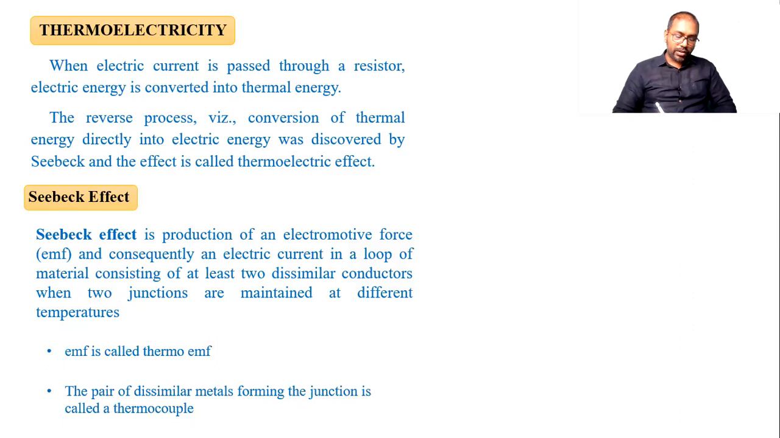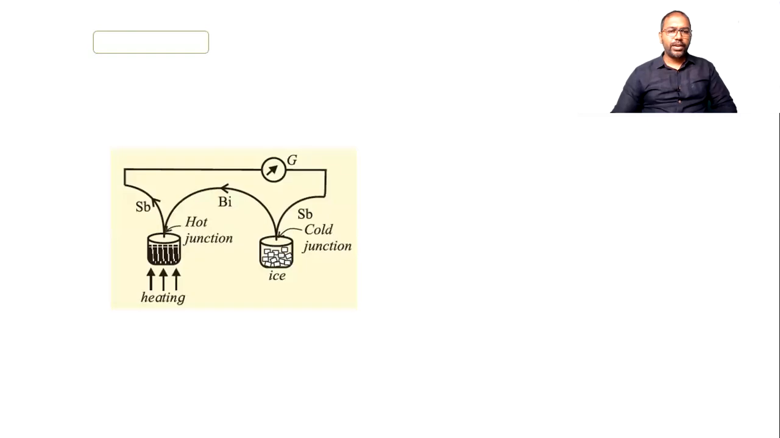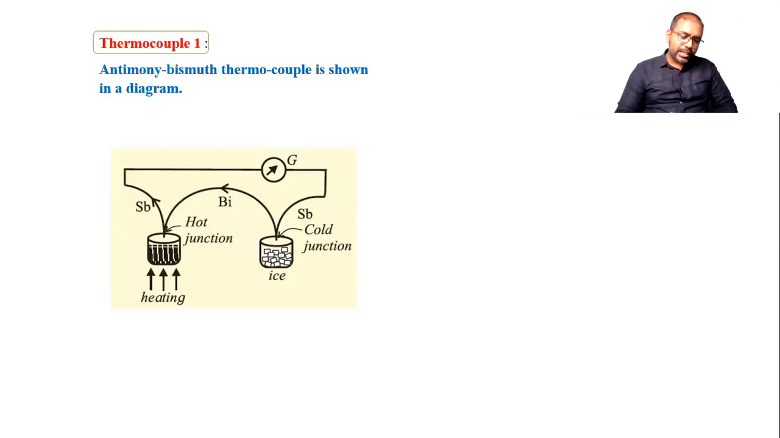So this EMF is called thermo EMF because it is produced because of the temperature difference. The pair of these dissimilar materials forming a junction is called a thermocouple. Now let's see some examples of the thermocouple. The first thermocouple you can see in the diagram, and it is antimony bismuth. One material is antimony, another material is bismuth.